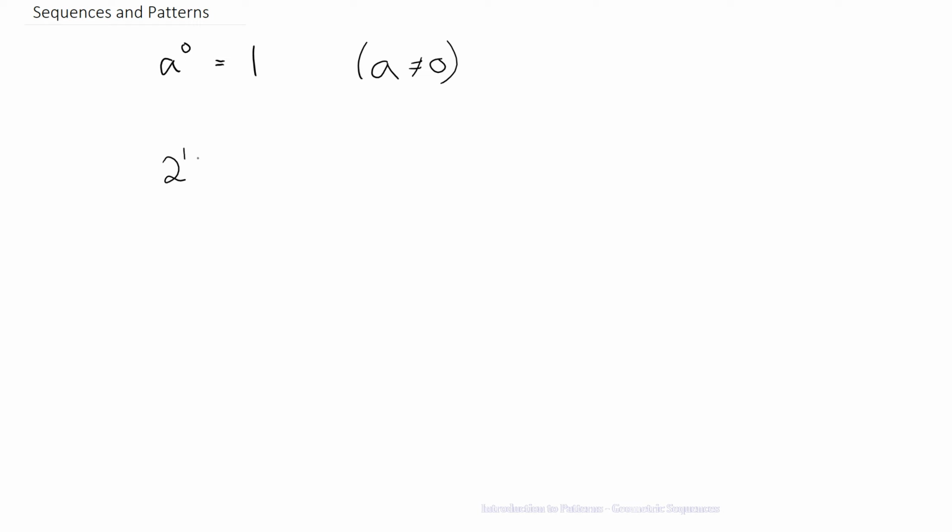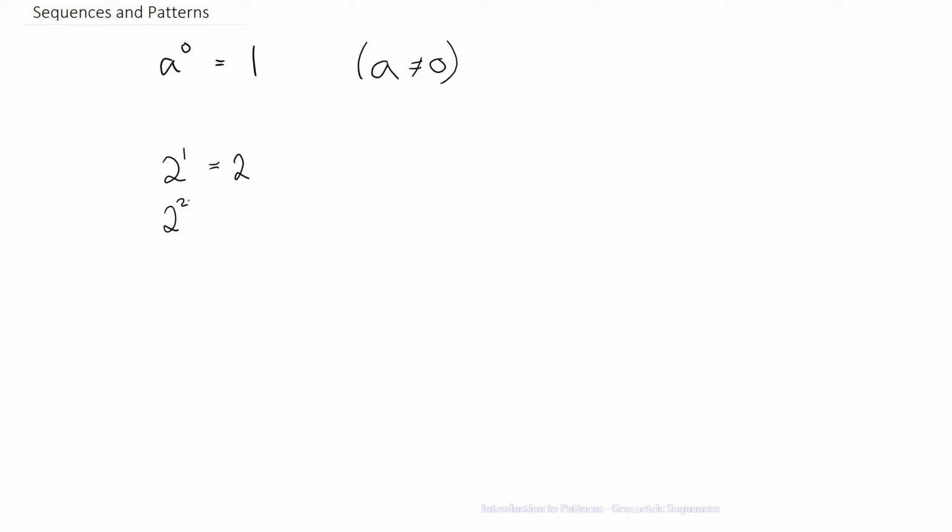There's an exception to that rule too, if you're thinking about it. What's the exception? A itself can't equal 0. So let's start with a number that isn't 0. 2. 2 to the power of 1 is 2.